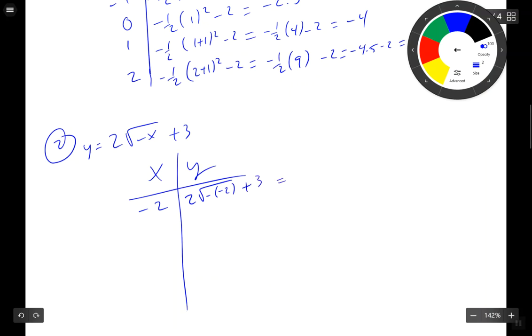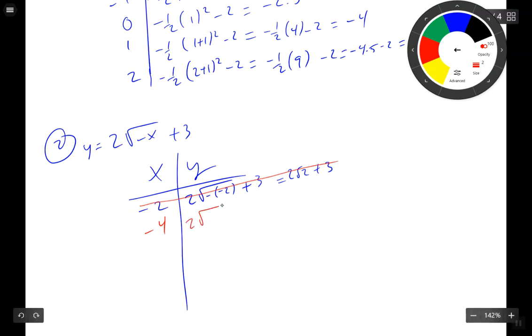Well, a negative of a negative. So is this going to be an ugly number? Right there, it's going to be 2 square root of 2 plus 3. Do any of y'all know how to graph that? Nope. Okay, so that's not a good number. Do I need a perfect square in there? So I need negative 4. Do you understand why? Watch this.